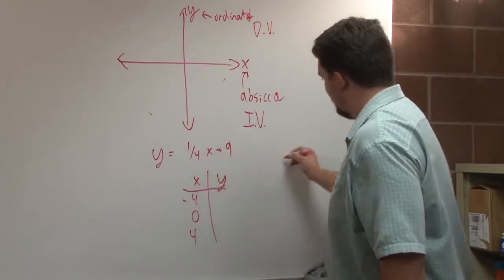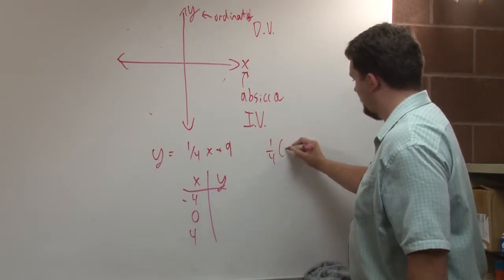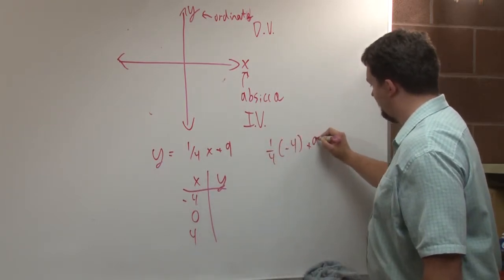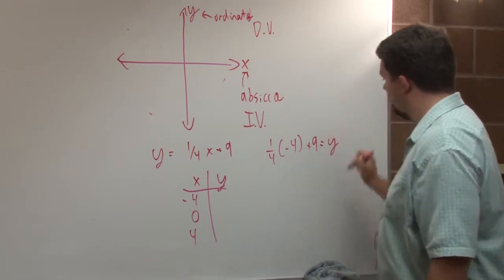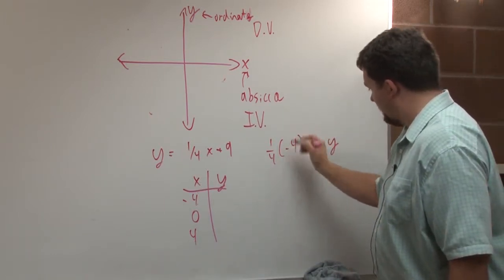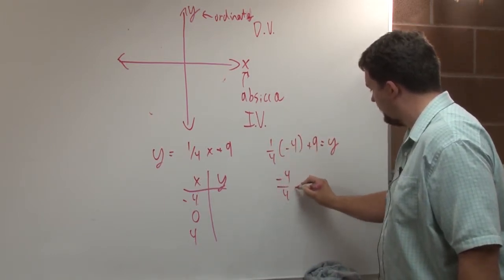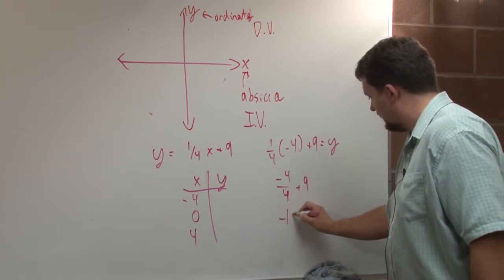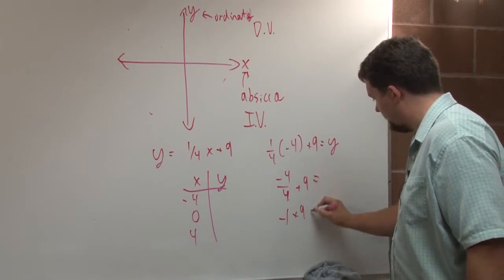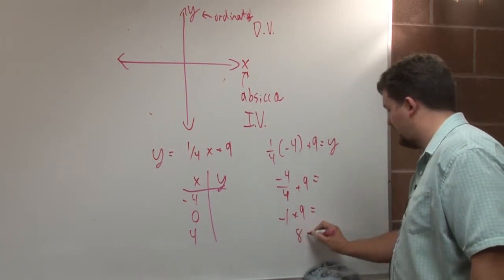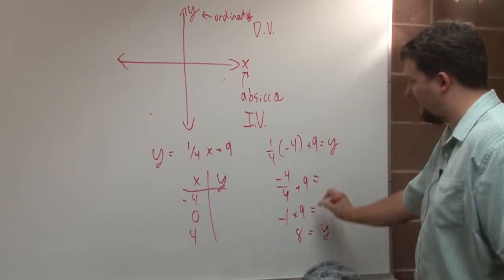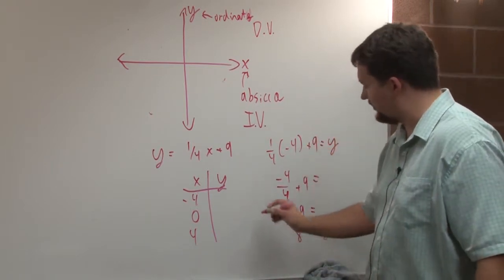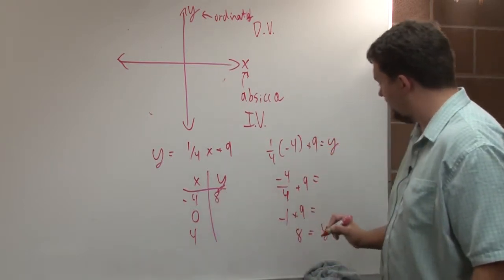So we plug the -4 in. I have 1/4 times -4 plus 9 equals y. And I can see that so I got -4/4 plus 9. Well, they're equal but opposite, so that's a -1 plus a 9. So that means 8 equals y. And I just carry myself down one step at a time, don't do too much. So I have an 8 right there.